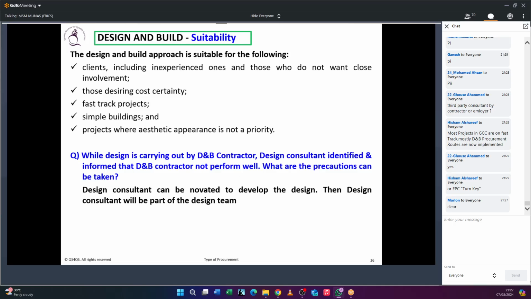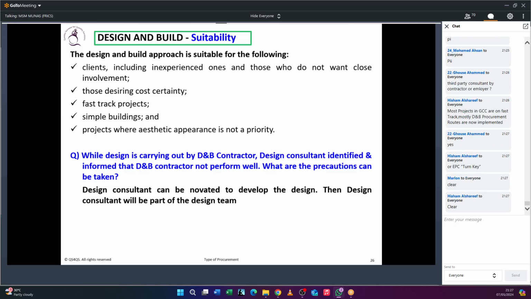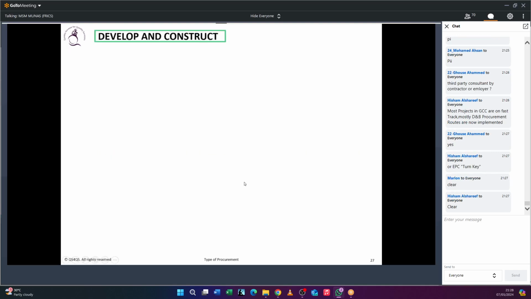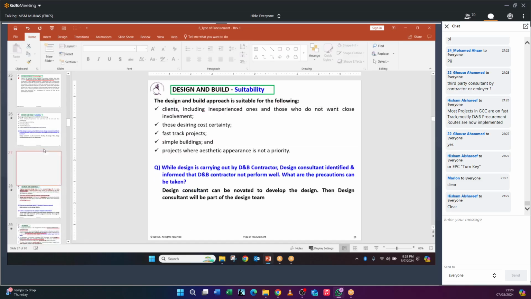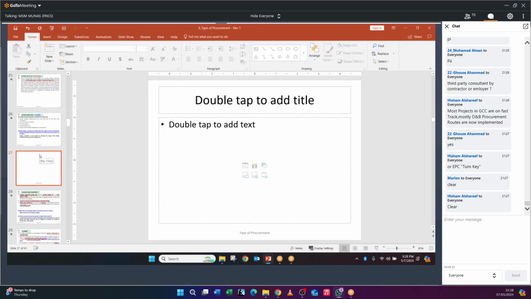Clear, okay. In the upcoming lecture, we will see develop and construct. This is another variant of design and build. So we will continue from develop and construct in the next class. Okay, so today I think that is enough for you.